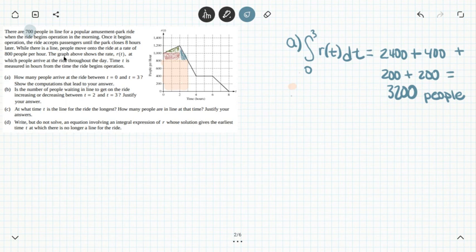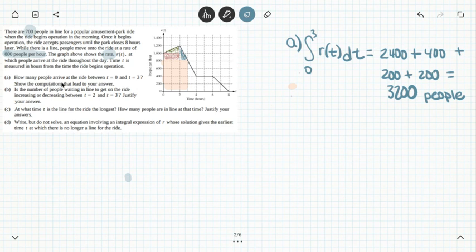And then we're told that the graph is a rate. So bear in mind, we're given rates. And the rate is the rate in which people are arriving at the ride. So this is people going into the line for the ride. And then we have people moving onto the ride at a rate of 800 people per hour. So that is going to be the people leaving the line. When they get on the ride, they're leaving the line. So we have coming in as this graph and going out as a constant.